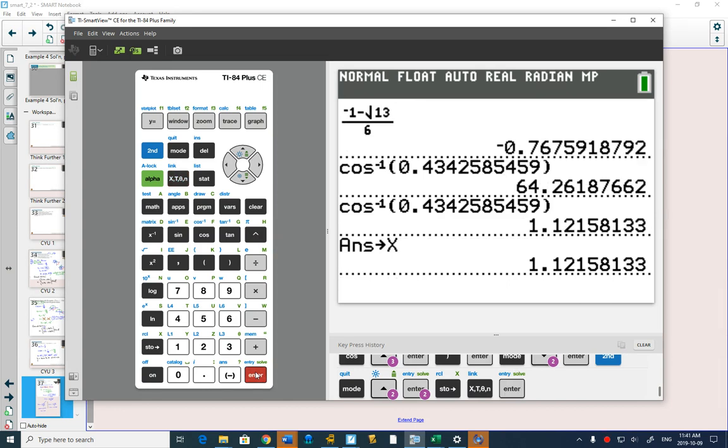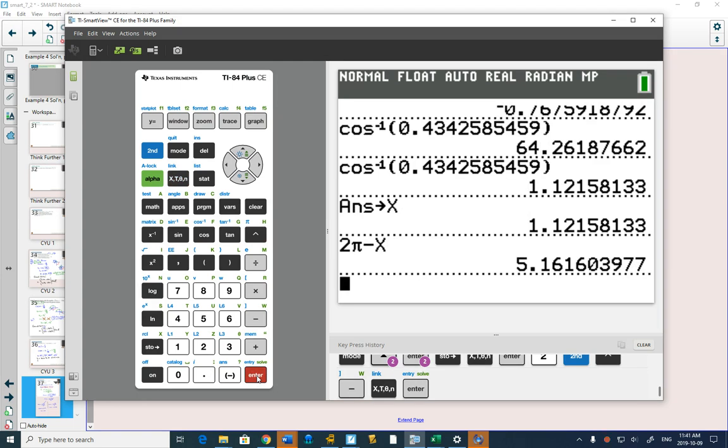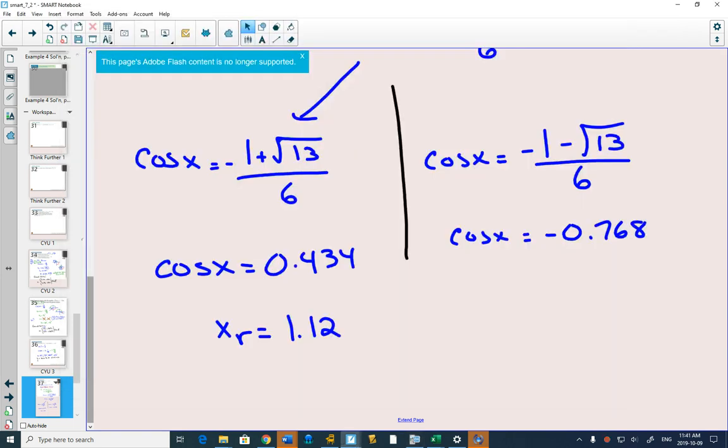Because now cos is positive in quadrant 1 and quadrant 4. So in quadrant 4, it would be 2 pi minus my reference angle, 5.16. X equals the same as my reference angle and 5.16. And the question does say give answers to the nearest hundredth, so our rounding is right here.